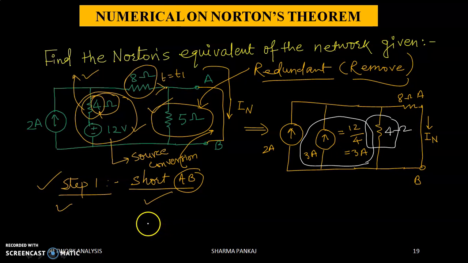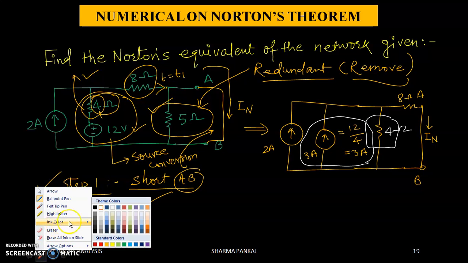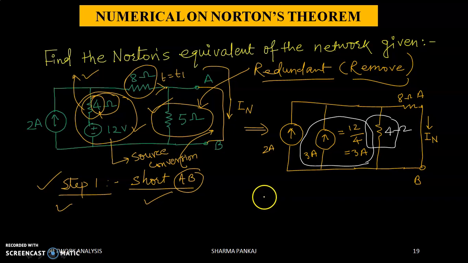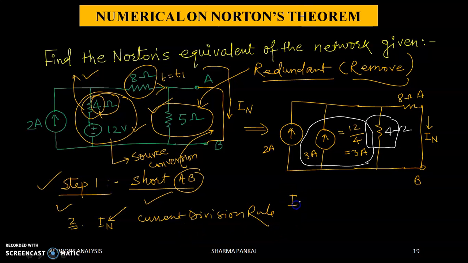Now, using the current division rule, for step number 2, the short circuit current IN is to be calculated. I'm going to calculate the short circuit current IN using the current division rule. IN is flowing in the terminal AB. This is very clear to you, and this 4 ohm resistor and 8 ohm resistor are in parallel. Can you imagine this? Yes, we can imagine this. This 8 ohm resistor and 4 ohm resistor are in parallel.